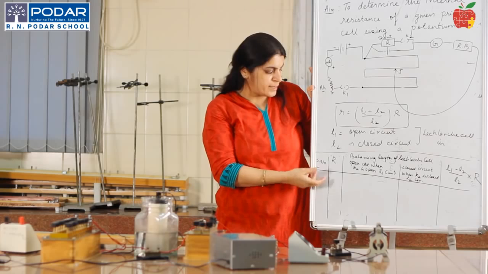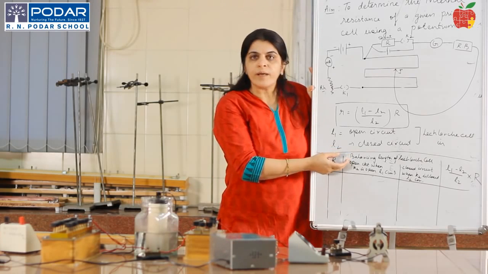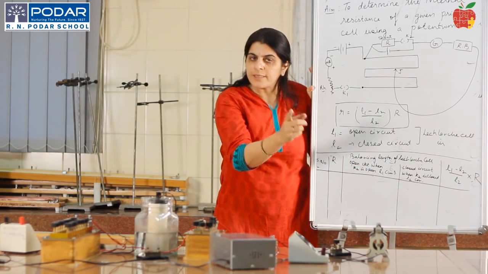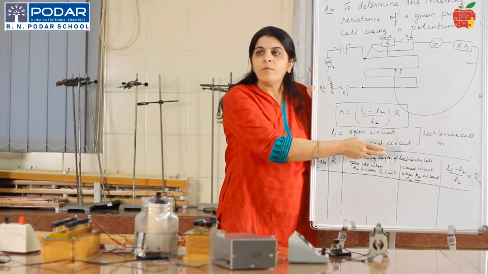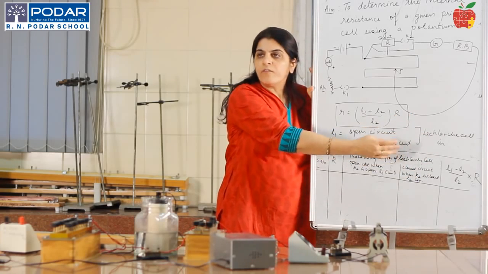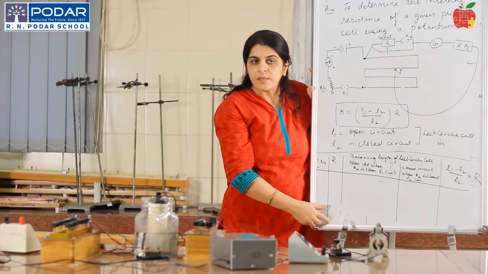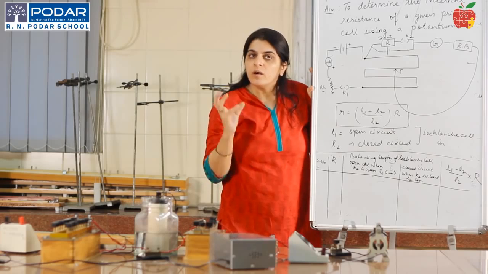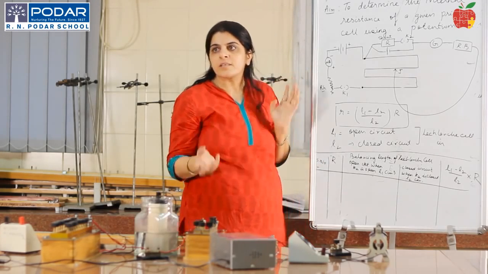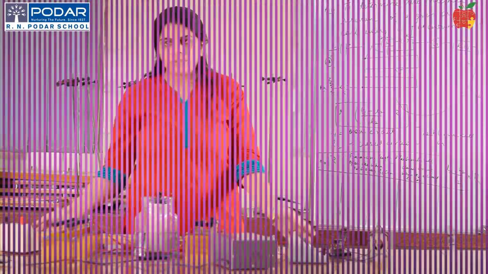Students, when you are making the setup, in your observation table we require these things. As for different values of shunt R, you will find different values of L1 and L2, that is the balancing length of the Leclanché cell when the cell is in an open circuit and when the cell is in a closed circuit. We find the individual value of r for every different value of R, that is the shunt resistance, and then we calculate the mean value of that internal resistance, and that will be your result, that is the internal resistance of your Leclanché cell using potentiometer.